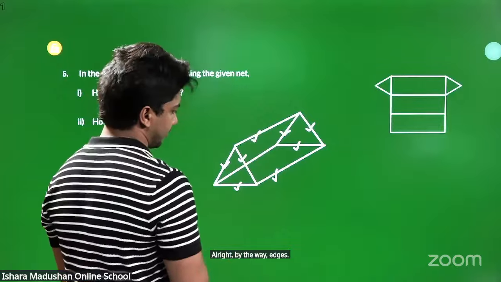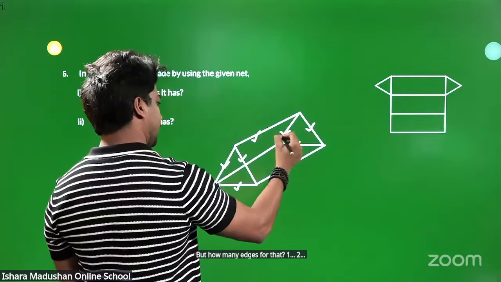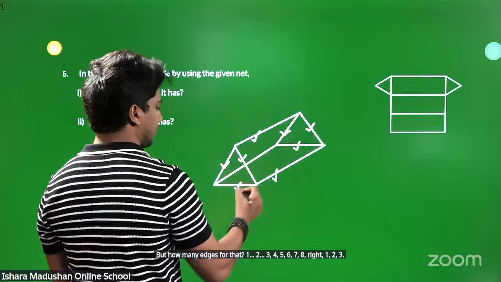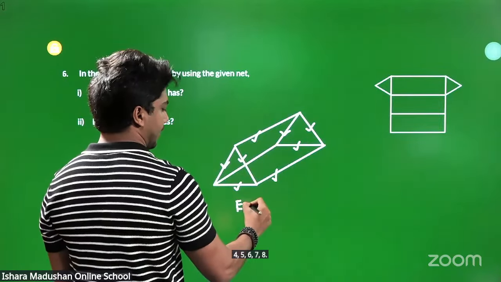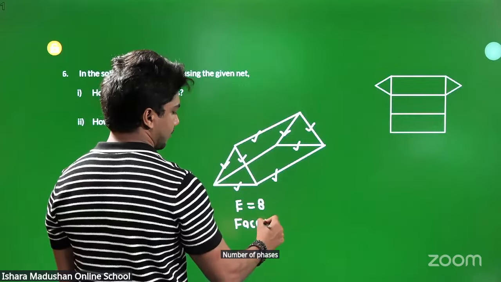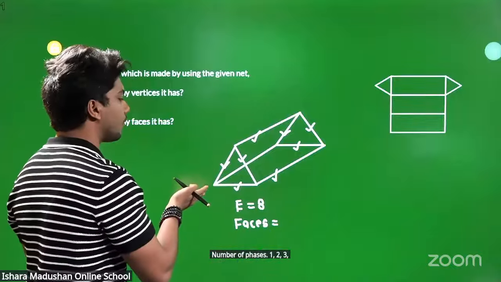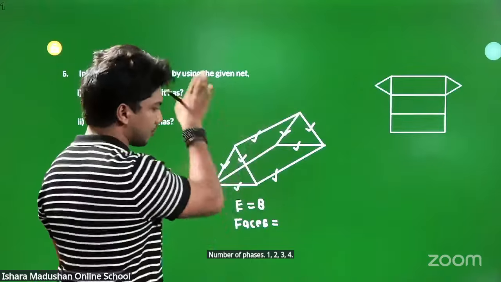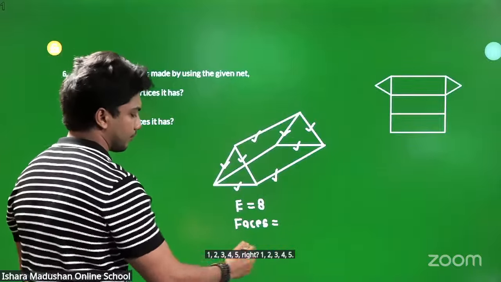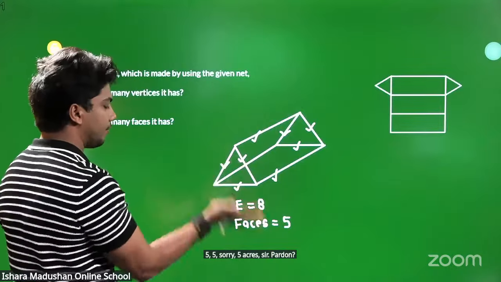Okay. How many edges, son? 1 2 3 4 5 6 7 8, right? Number of edges is 8. Number of faces: 1 2 3 4 5, right? So 5 faces.